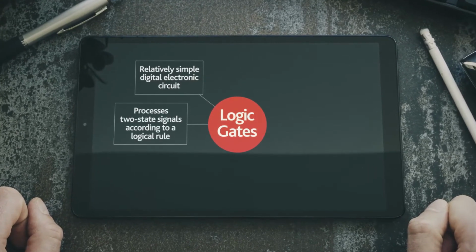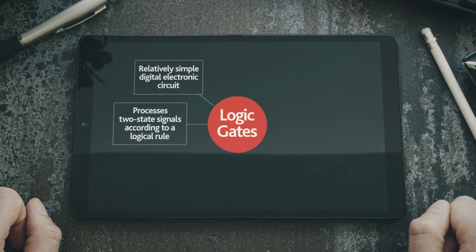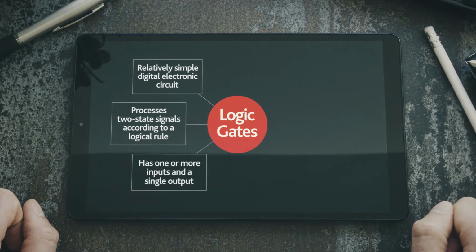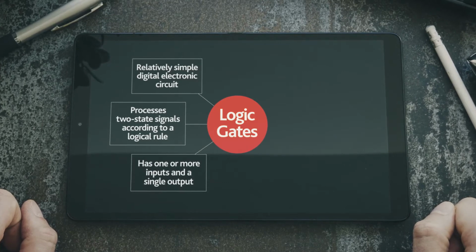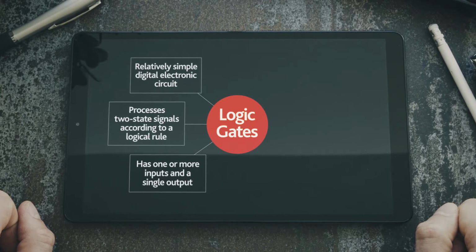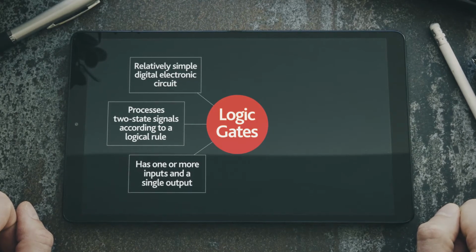Each gate possesses two state signals according to a logical rule, and has one or more inputs and a single output. A logic gate can be thought of like a light switch, where in one position the output is off or 0, and in another it is on or 1.